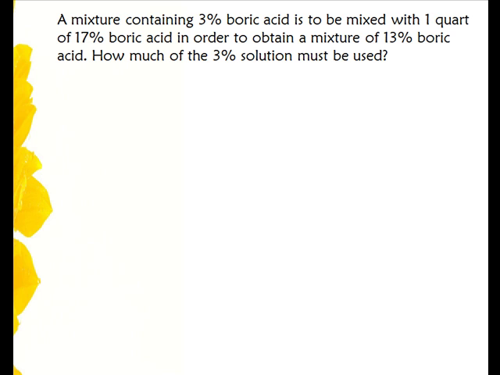The first thing we need to do is look at the different boric acids we have. We have 3% and 17%, and we want to mix those together to get the 13%. So let's write those down.